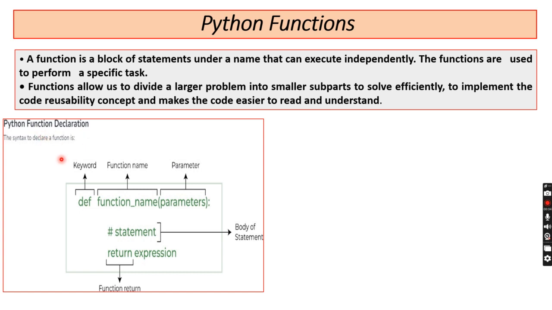Then function declaration. This is the general syntax to declare a function. We are using the def keyword. Def means define keyword. Then function name, this is the name of the function. Then in parentheses we are going to use parameters. Parameters are also known as arguments. This is the general syntax of function declaration.